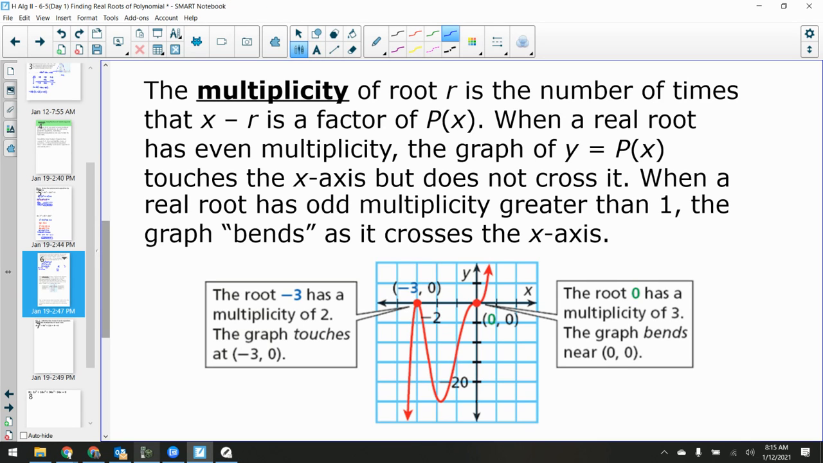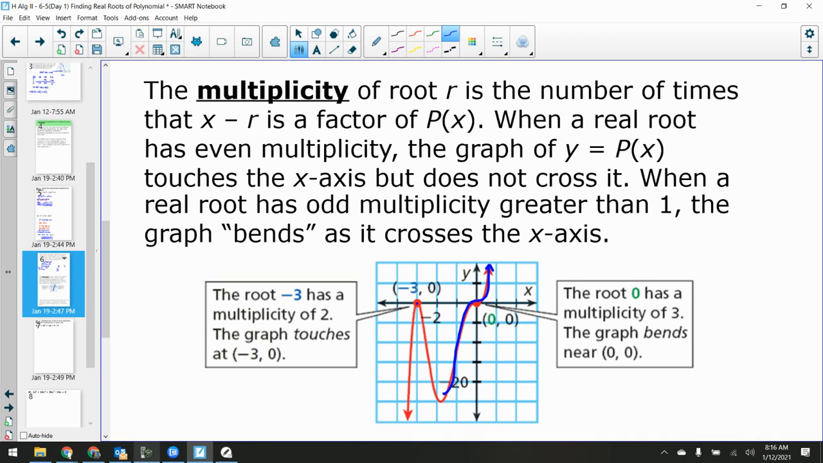Taking a look at the example we just showed above, -3 was a double root because it was there twice. This is the graph of that function. Notice that it's bouncing off the x-axis at -3. 0 was a triple root. It was an odd root. It was there 3 times. That is going to bend through at 0, 0.